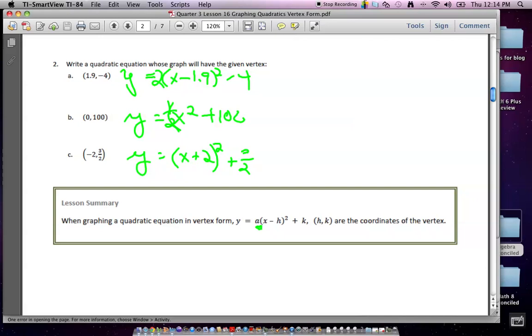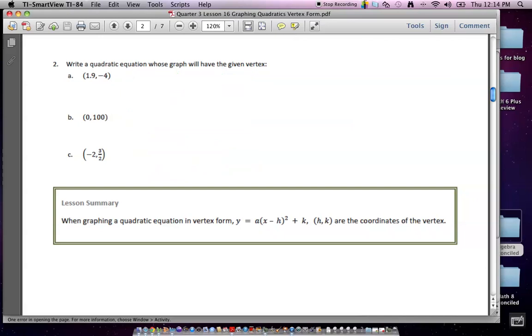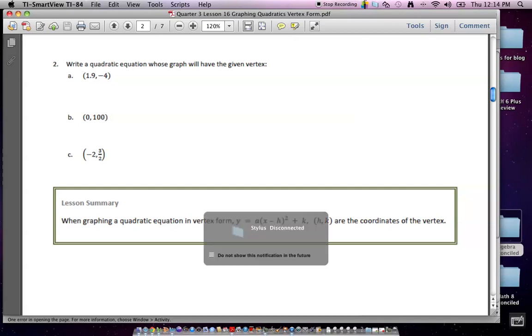Okay, so for the shifts, if it's in the parentheses, do you keep it the same or do you reverse it? Reverse it. And what if it's outside the parentheses? Keep it the same. Very good. Okay, so this was the first day on vertex form. We're going to have another day on it tomorrow. This is a very commonly tested topic on the Regents exam.